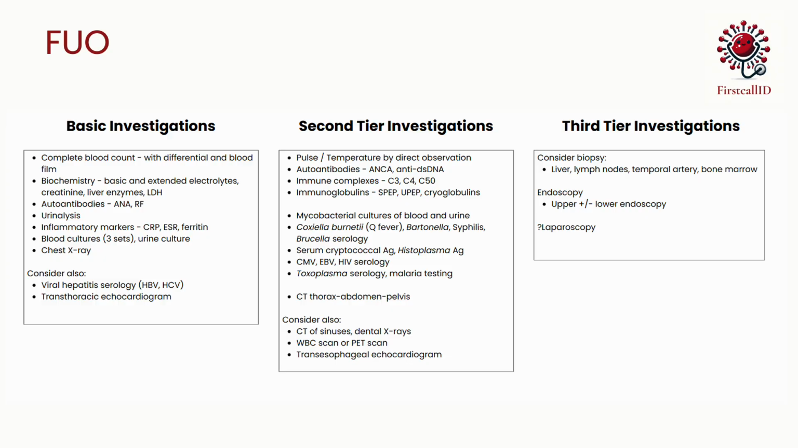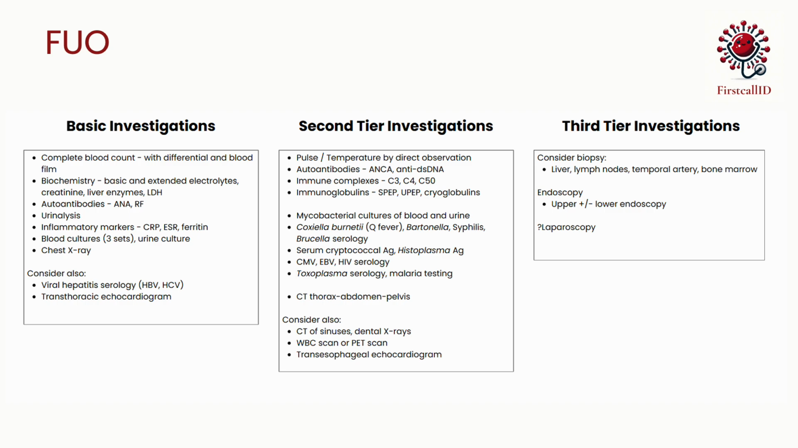The third tier we rarely get to, and I think you must be much more cautious with this phase because these are more invasive tests, but occasionally you do have some yield to biopsy of the liver, lymph nodes, temporal artery, or bone marrow, even if there's not clear abnormalities on the investigations that point these directions. You might consider endoscopy to screen for certain GI pathologies.